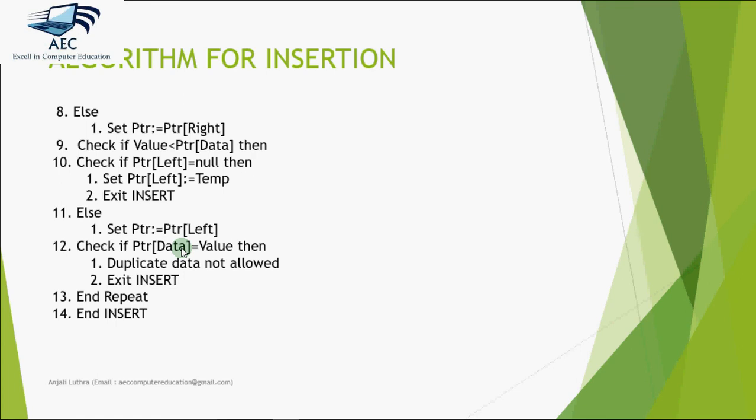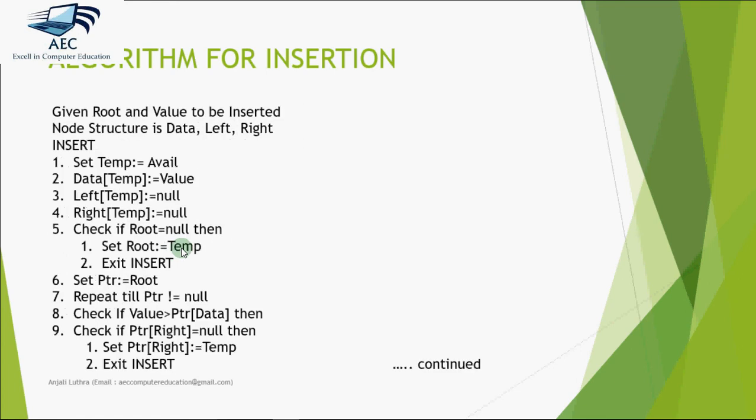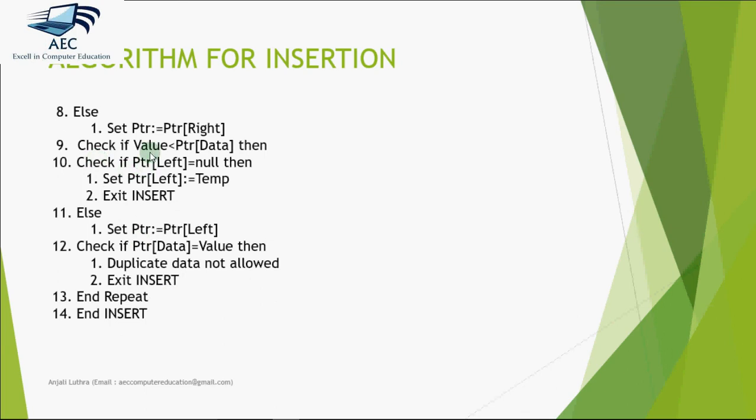Let's discuss with the numbers. Like we inserted 80, now the next number was 56, okay? Now 56, root is equal to null is false. So it comes here, PTR points to 80, it checks repeat till PTR is not equal to null, true. Now 56 greater than 80 is false. So it comes here and checks value less than PTR data. Yes, 56 less than 80 is true. Then it checks PTR left is equal to null. Yes, 80 left is null. So temp, that is 56, goes to 80's left and then exit. That is how it works.